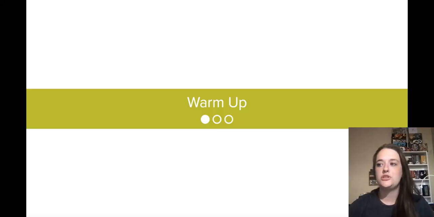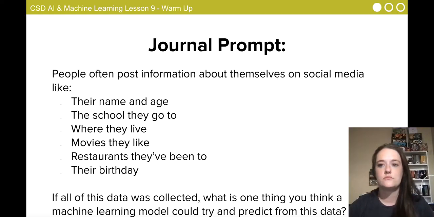So for your warm-up journal, people often post information about themselves on social media, like their name and age, the school they go to, where they live, movies they like, restaurants they've been to, and their birthday. If all of this data was collected, what is one thing you think a machine learning model could try and predict from this data? Pause the video here so that you can answer this question in your journal.